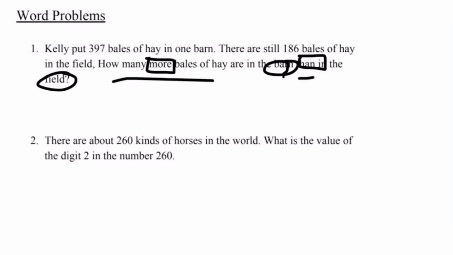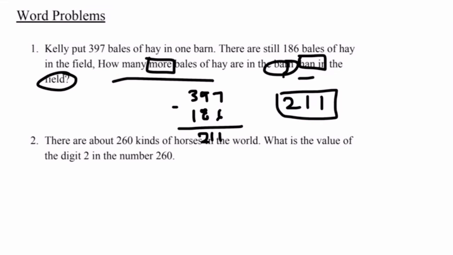Let's align the numbers vertically so it's easy for us to solve. 7 minus 6 equals 1, 9 minus 8 equals 1, 3 minus 1 equals 2. Our final answer is 211. There are 211 more bales in the barn than in the field.